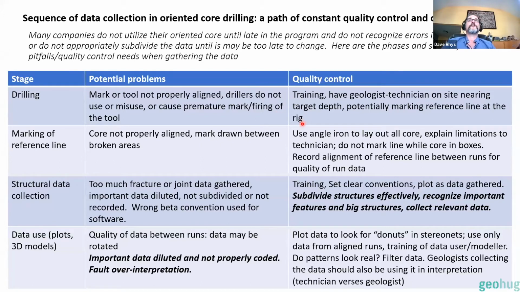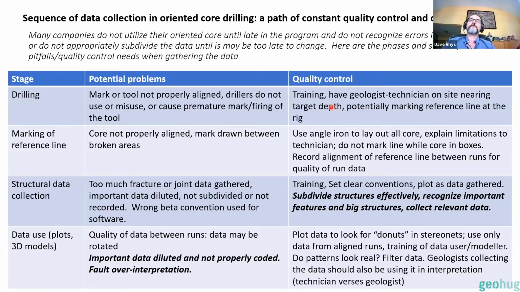So I've got here a little bit of a list of some of the different things that can go right or wrong during the different stages of oriented core. Of course, drilling stage is stage one, and potential problems include the fact that the tool may not be properly aligned, the drillers don't use it properly or misuse it. There's premature firing of the tool, the easy mark and so forth. And in fixing that issue in quality control, you really need to train the drillers.